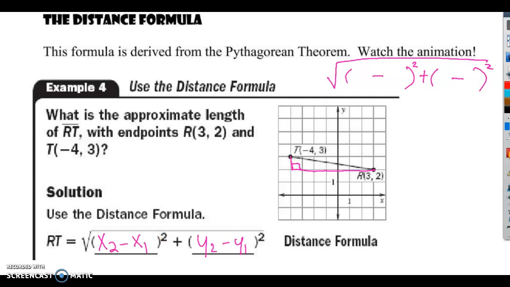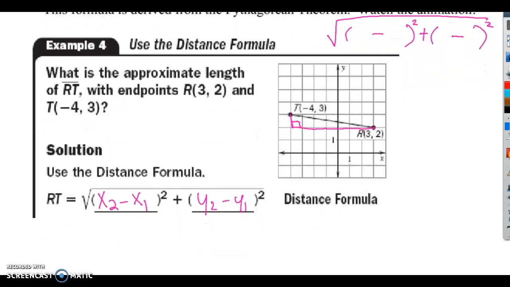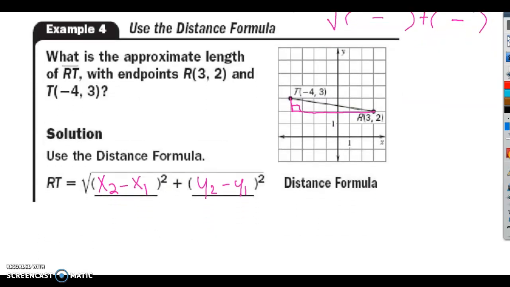If you don't like this formula, you don't ever have to use it. Some people like it, some people use it. Most of the time I notice people make errors when they say, I want to use the distance formula. It's much easier to graph and use Pythagorean theorem that we've already learned how to do. But I'm going to show you again, I think, in the next example.